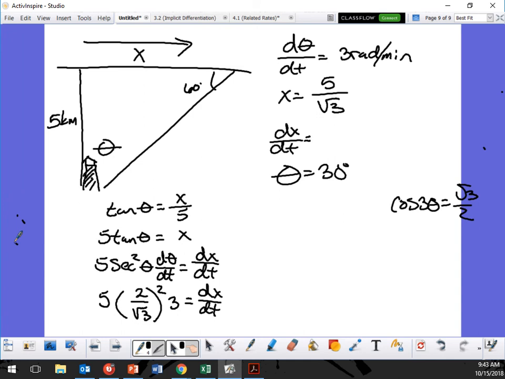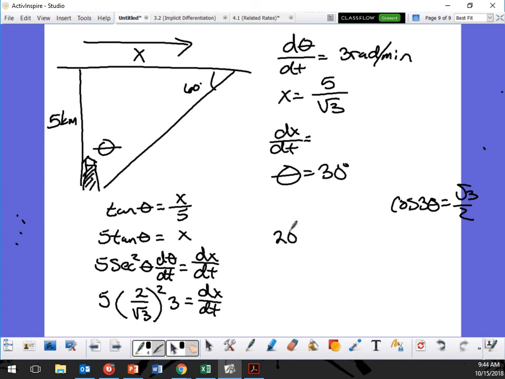Now, if I go through and square this, that's going to be 4 over 3. What's going to happen to that 3 in the top and bottom? Those are going to cancel. That 3 and the 3 on the bottom are going to cancel. So it's 4 times 5, which is 20. So I'm going to get 20.